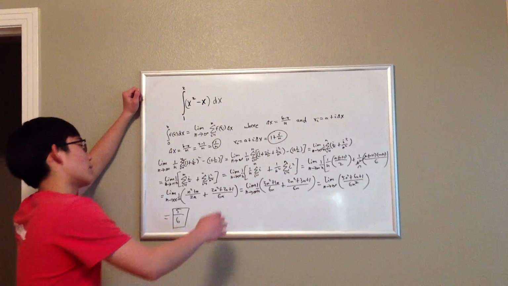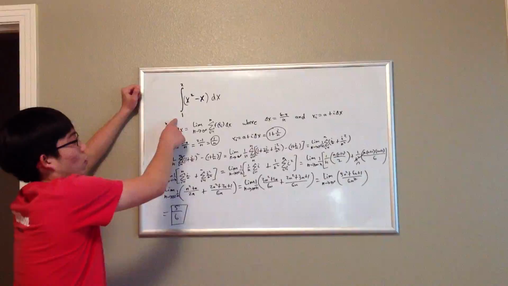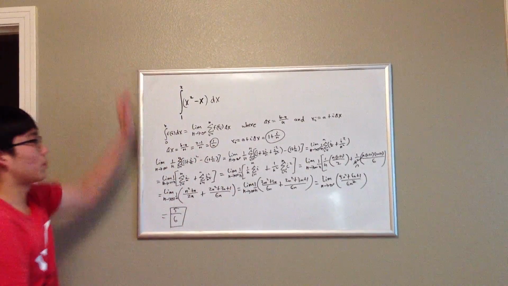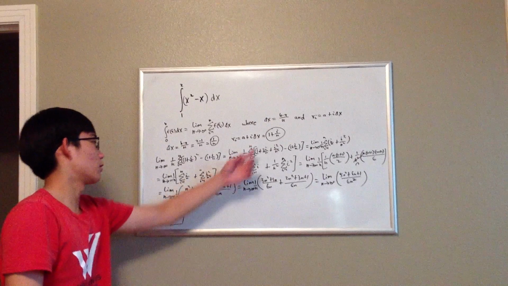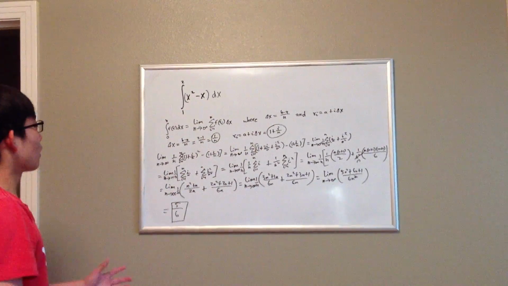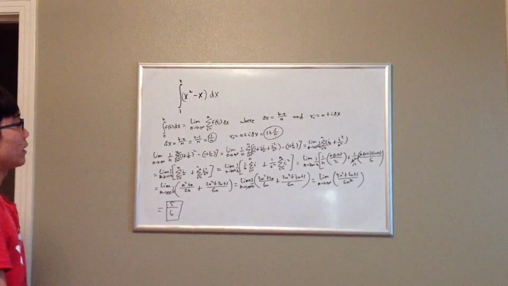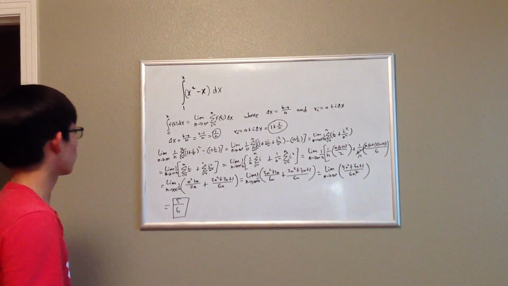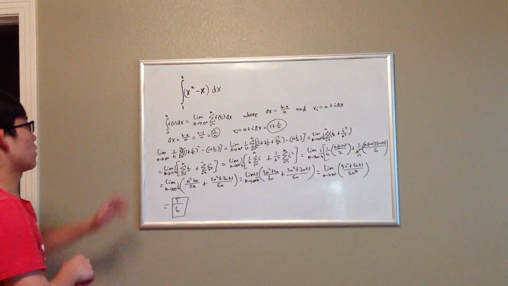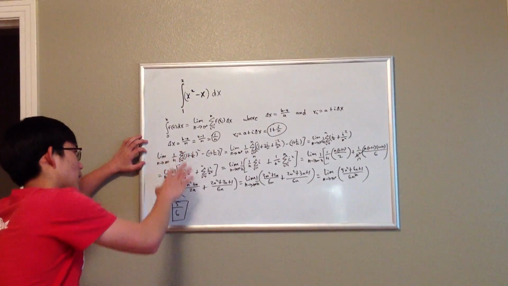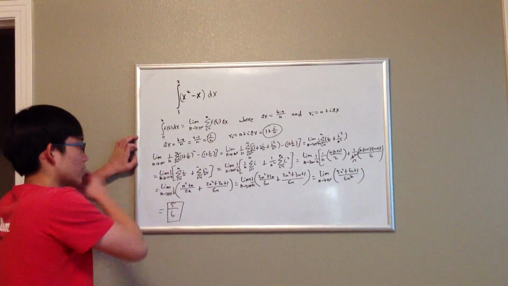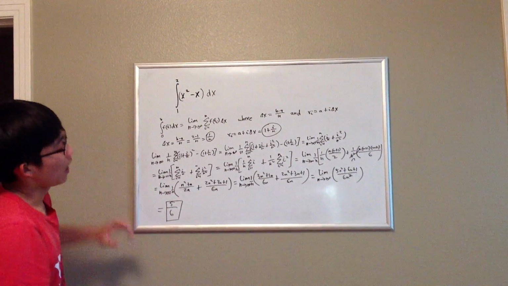So for this problem, our xi is 1 plus i times 1 over n. So 1 plus i over n is our xi right over here. And now that we know our delta x and our xi, we can start applying our limit definition of an integral. So the limit as n approaches infinity of delta x, I just pulled delta x out from the summation, 1 over n times the sum of f of xi.